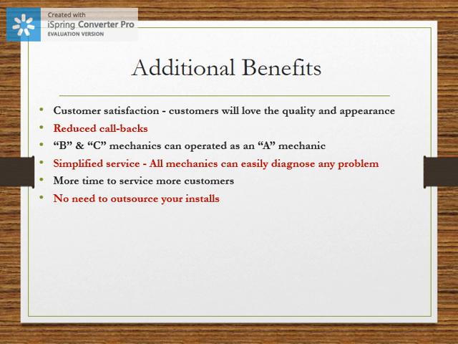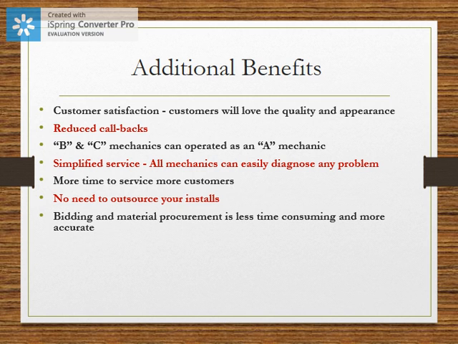No need to outsource your installs. You will now have the time to take care of your existing accounts and do new installs, even during the busiest seasons. Bidding and material procurement is less time-consuming and more accurate. Bidding is simplified with the prefabricated system. Choose your boiler, select the panels you need, add a few parts to connect everything, add 1.5 days of labor for 2 men, and then adjust the pricing to meet the profit you expect. Using the panels will make estimating faster, more accurate, and more efficient.